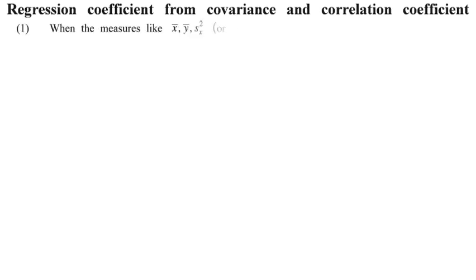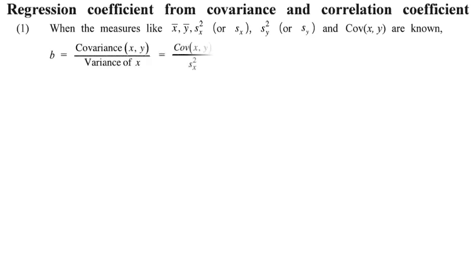Now if x bar, y bar, sx square, sy square or COV are given, when these kinds of values are directly given, what are we going to do? We are going to calculate the value of B as this: covariance of xy upon variance of x, that is COV upon sx square. As you can see, we have ignored the y variable sy and we have made a square of the single available variable.